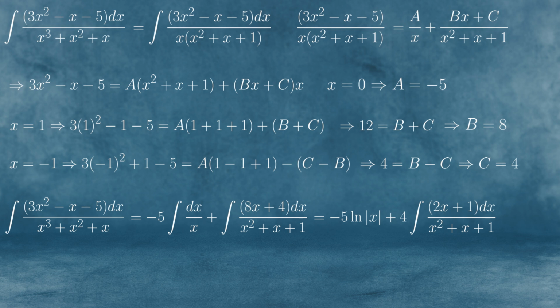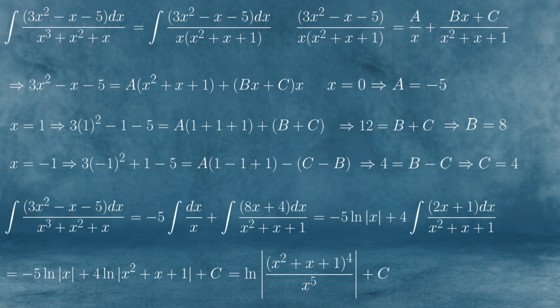But if we do the substitution u equals x squared plus x plus 1, its derivative will be equal to 2x plus 1 dx. Thus, such an integral will be equal to 4 natural logarithm of x squared plus x plus 1 plus C. Therefore, the final result will be equal to the natural logarithm of x squared plus x plus 1 to the power of 4 divided by x to the 5 plus C.